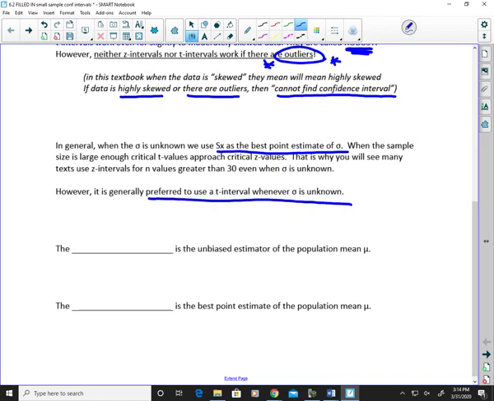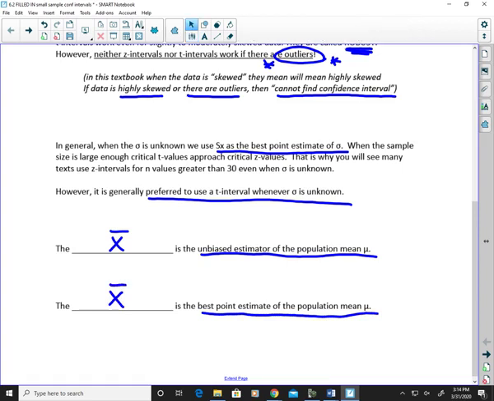So, what is the best unbiased estimator of the population mean mu? That would be x bar. What would be the best point estimate of the population mean mu? I'm not trying to trick you. It's still x bar, the sample mean.